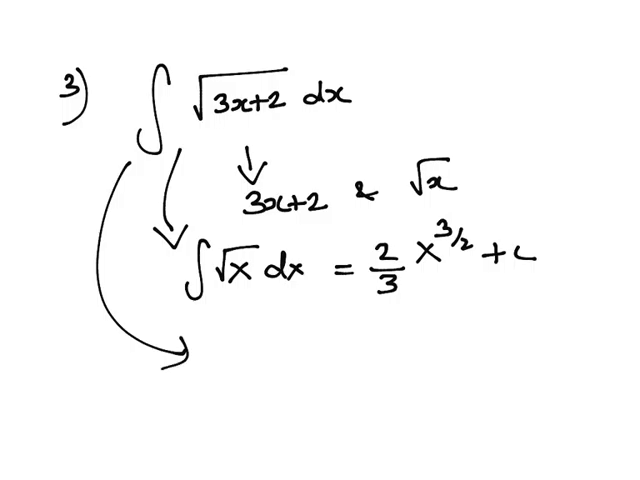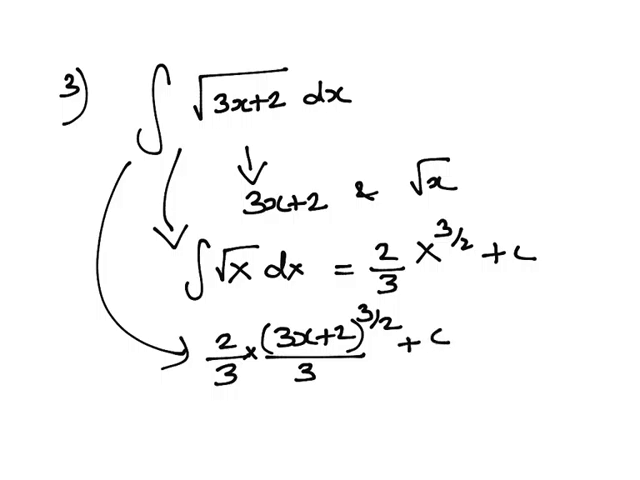So hence the actual integral will be 2 by 3 x, which is 3x plus 2 power 3 by 2. Now here, since it is not x, it is actually 3x plus 2, I will write the coefficient of x, which is 3, in the denominator plus c. So the final answer is 2 by 9, 3x plus 2 raised to 3 by 2 plus c. Okay, I hope you understood.